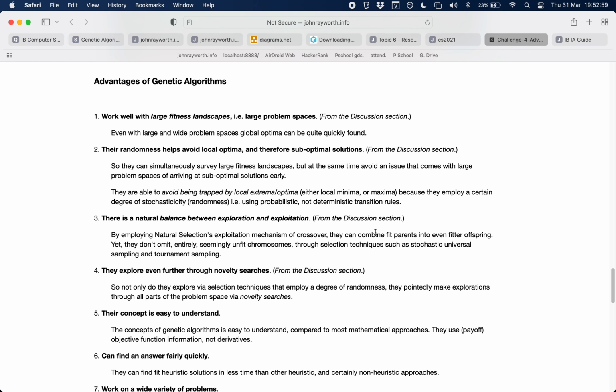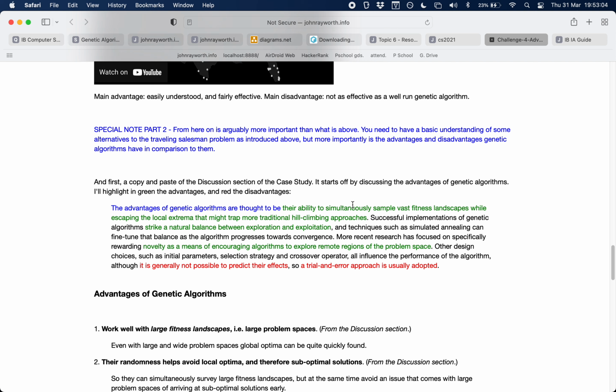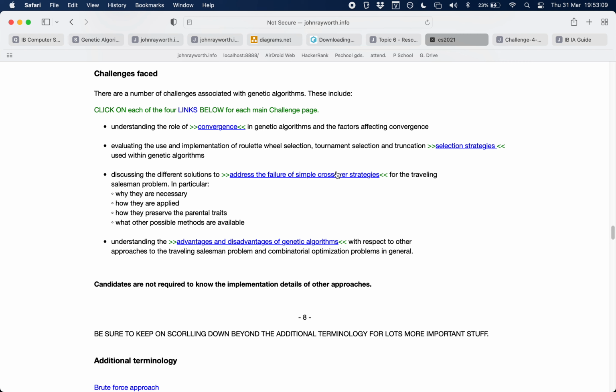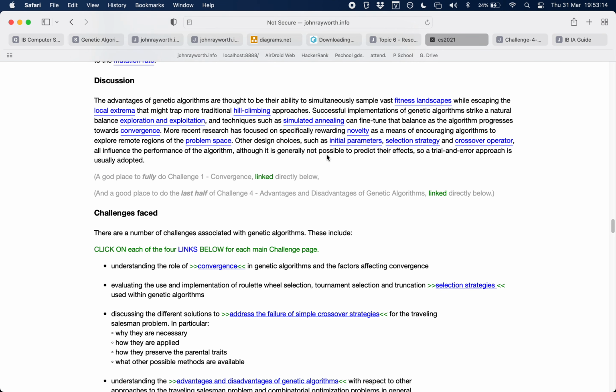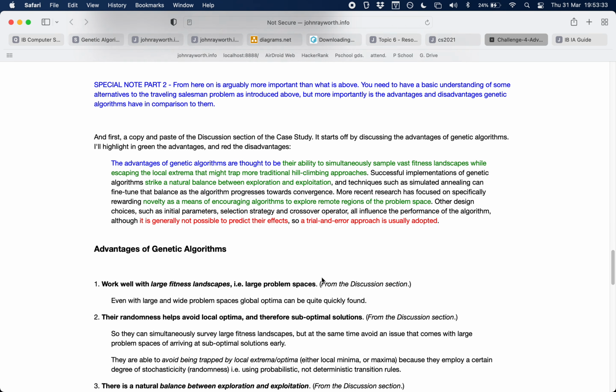First thing to note is that the first 4 come directly from the discussion. And here's a copy and paste of that discussion. Remember, the discussion appears just before the challenge is faced, and it just has all these terms. But it starts by saying the advantages of genetic algorithms are thought to be, etc. And so really, if you do get this question on a test or an exam, then you can use this as the first half anyway of the advantages and just show that you know what each of them are. And so here they are, one after another.